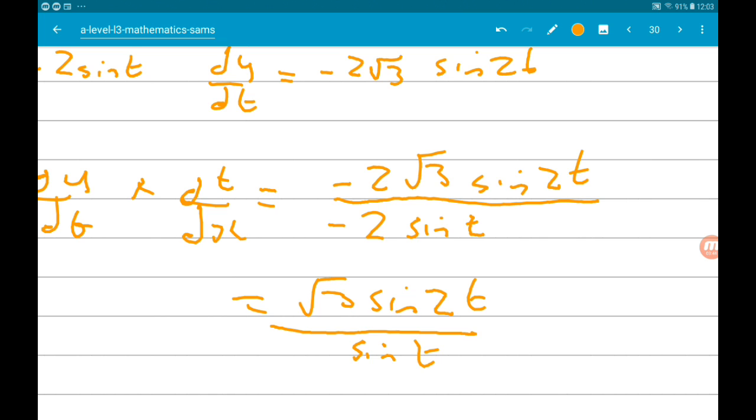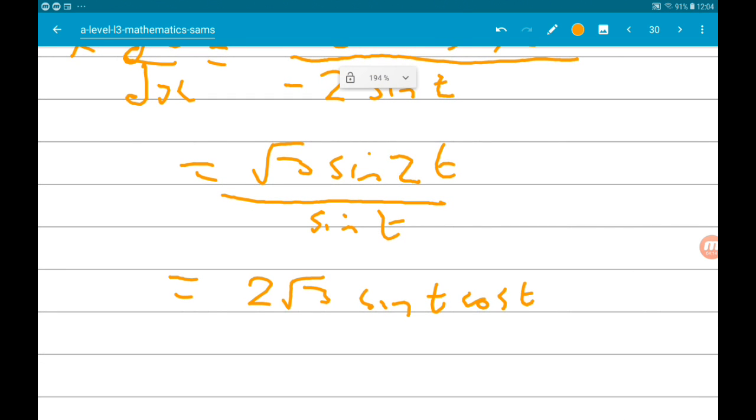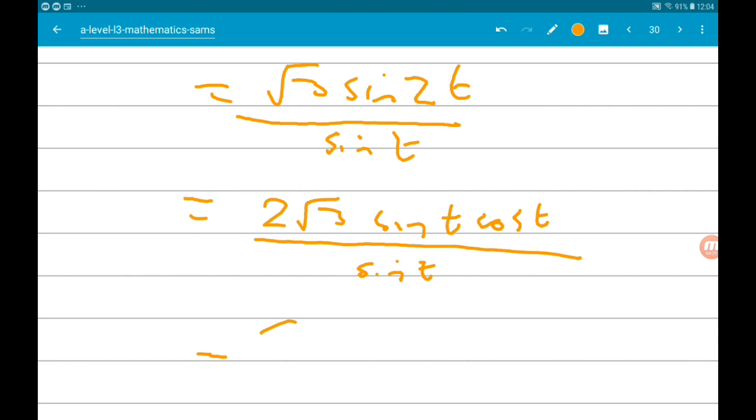Now, even though that is exactly right, we can actually make this a lot nicer. Sine of 2t is 2 sine t cos t. So this is 2 root 3 sine t cos t over sine t, which is then finally 2 root 3 cos t.